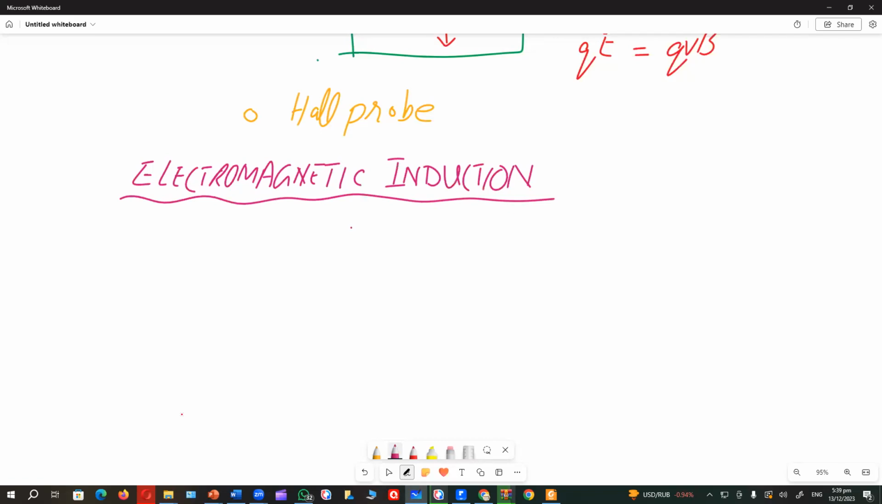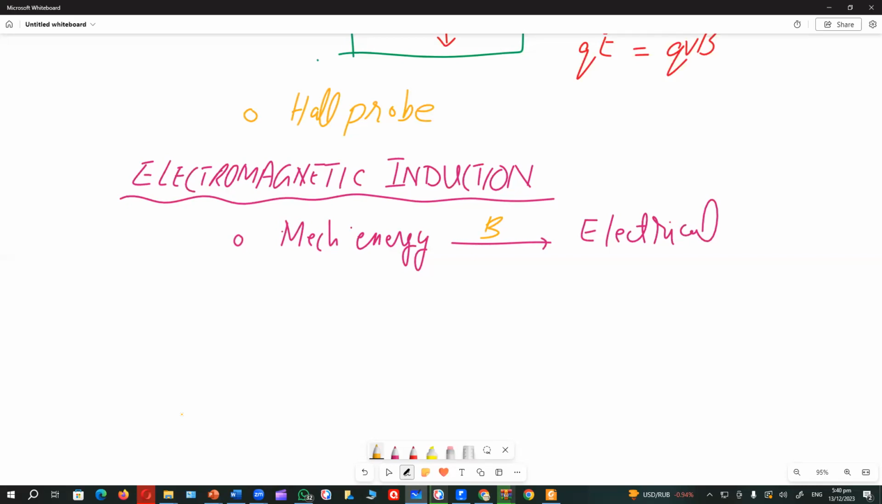The first concept, let's put the first concept. You can convert mechanical energy into electrical energy in presence of a magnetic field. So what is electromagnetic induction? Electromagnetic induction is a concept of generating electricity. So it is a contrast with electromagnetism.